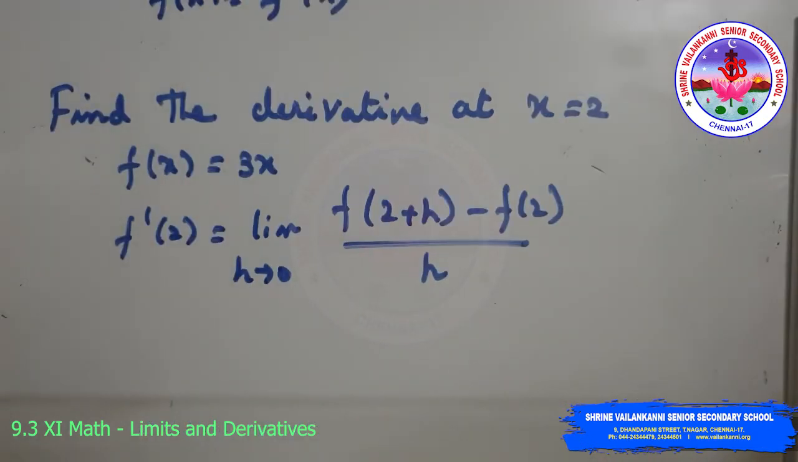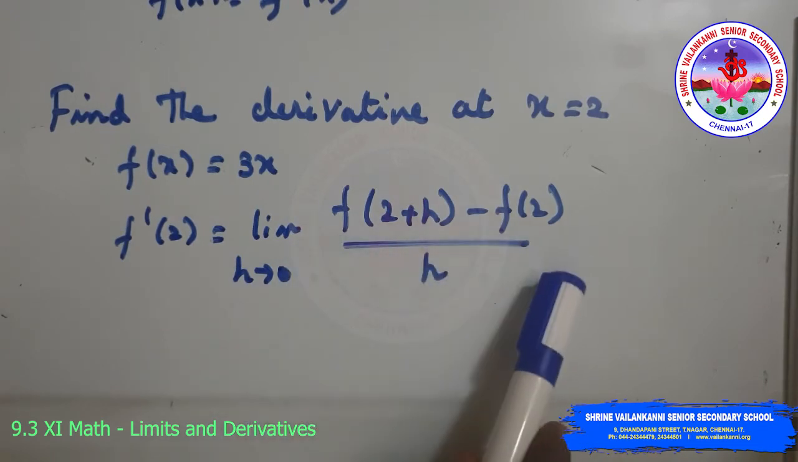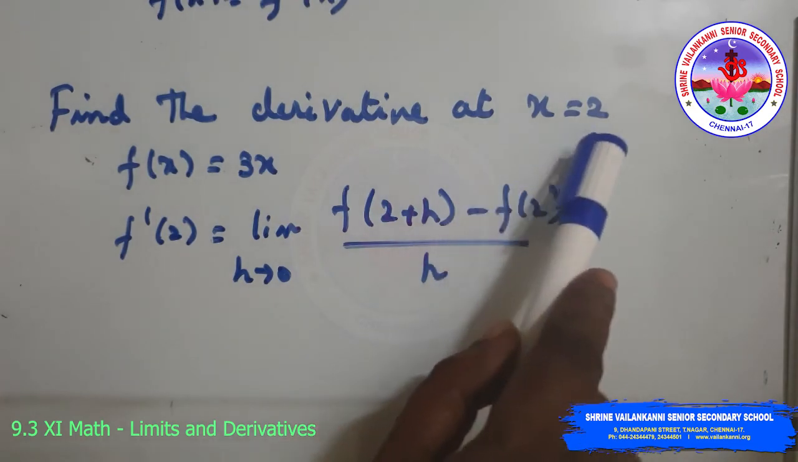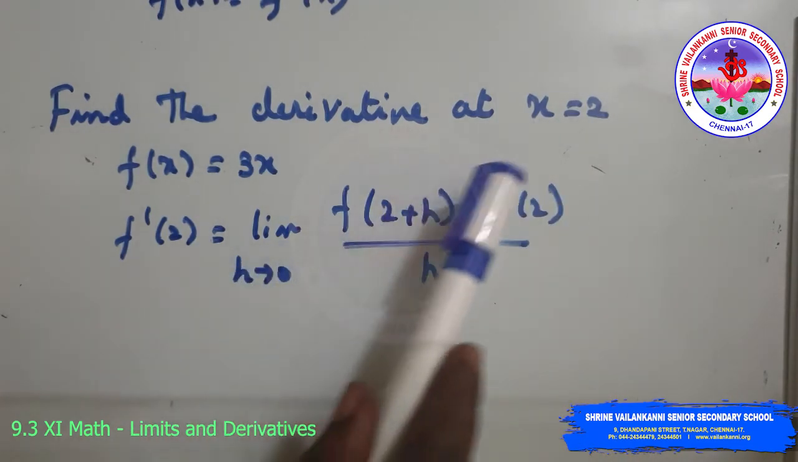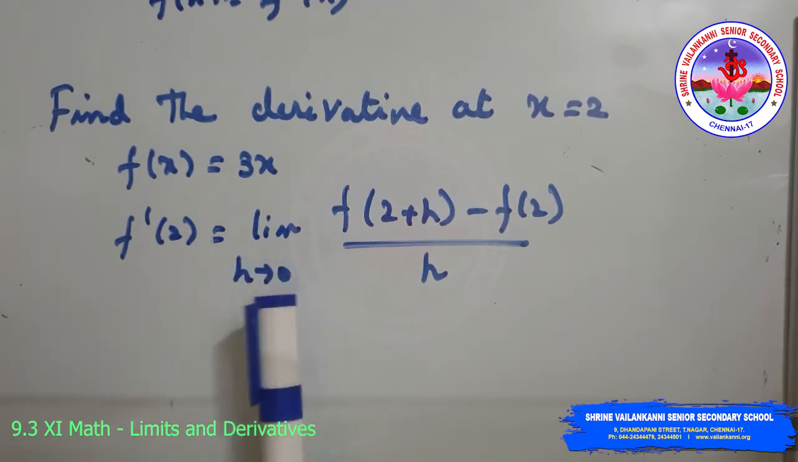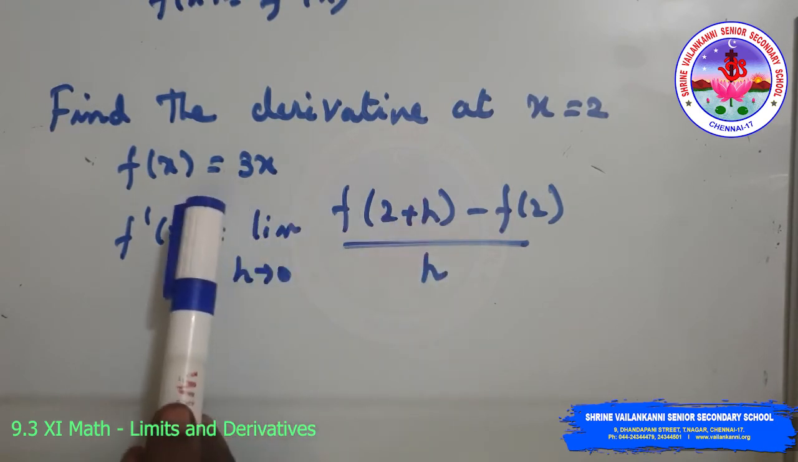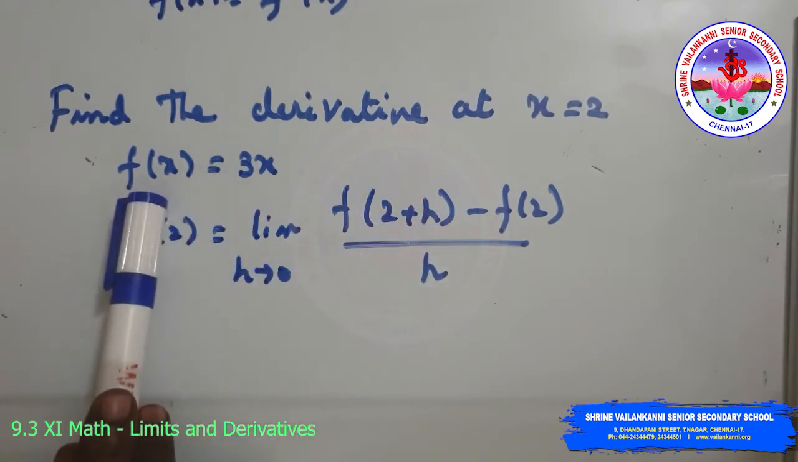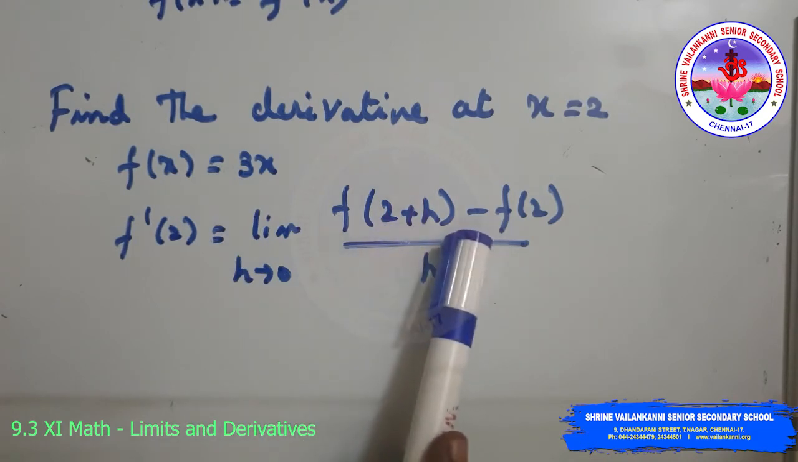For example, we have to find the derivative at x equal to 2. The function is f of x equal to 3x. So f dash of x, which is the derivative of f of x, is equal to limit h tends to 0 of f of a plus h minus f of a, by h, using the result. Here x equal to 2. So f dash of 2 is equal to limit h tends to 0 of f of 2 plus h minus f of 2, by h. In the place of x, we have to replace 2 plus h.